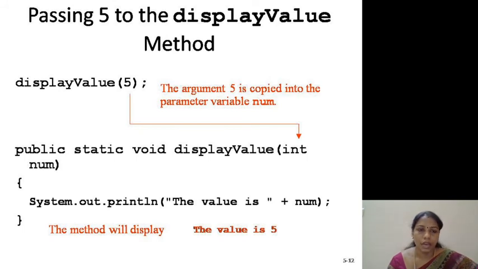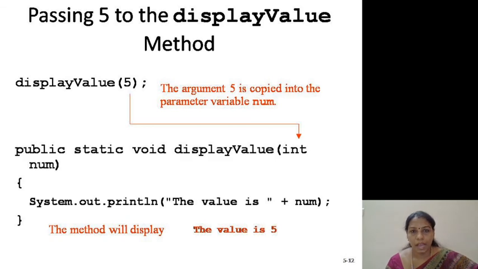Okay, and then inside the body of the function, again one printing statement I have given, System.out.println of the value is num. So that now the num value is set to 5, copied into the num variable. So that num variable is now holding the value 5. That value will get displayed. The value is 5. So the method will display 5.